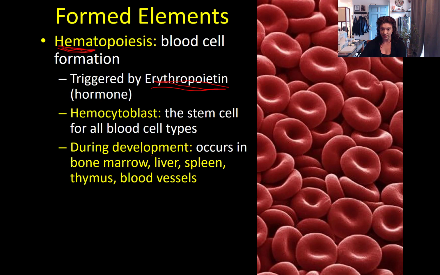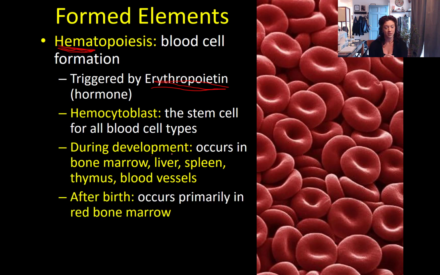During embryonic development, when your blood is first developing, hematopoiesis occurs in a lot of places. It happens in your bone marrow, in your liver, in your spleen, in your thymus, it even happens inside your own blood vessels. But that changes after birth. Once you're born and mature into an adult, hematopoiesis is confined primarily to red bone marrow. Yellow bone marrow can do a little bit of it in emergency circumstances, but the vast majority of your blood cells come from your red bone marrow.